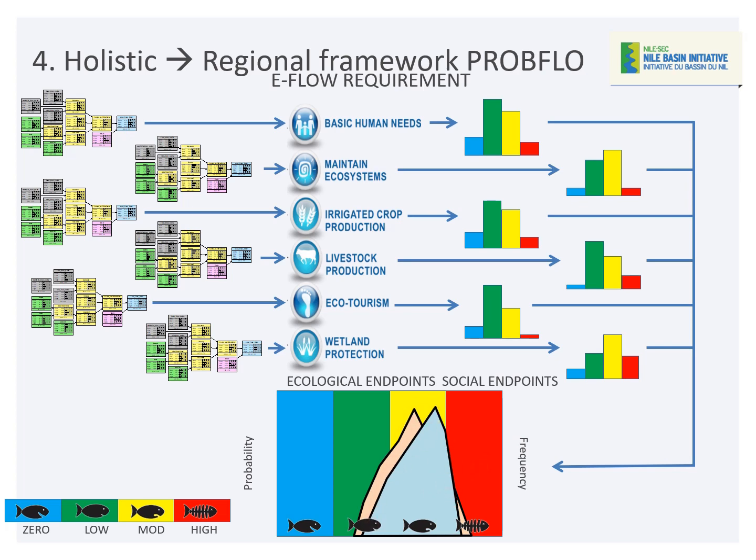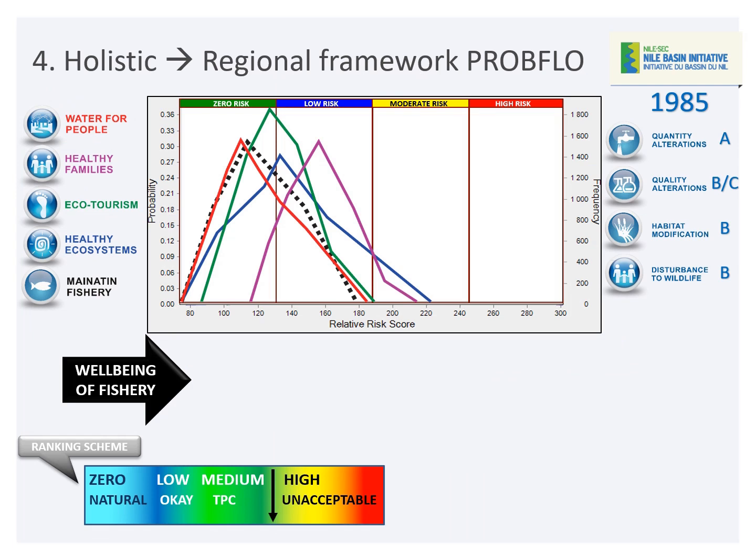Here's an example of the application of PROBFLO. This was an example that was undertaken for fisheries, the potential loss of fisheries in a floodplain, river floodplain ecosystem associated with the development of the floodplain and climate change. And what we presented here is the socio-ecological consequences based on risk probability profiles for a range of these endpoints. We selected these 5 endpoints: water for people, healthy families, ecotourism, healthy ecosystems, and important, the maintenance of subsistence fisheries, which is what a large portion of the community depends on.